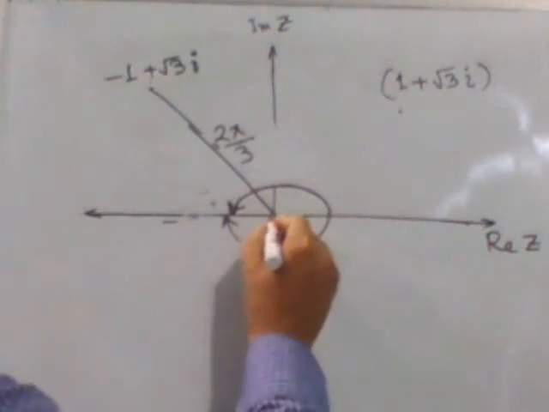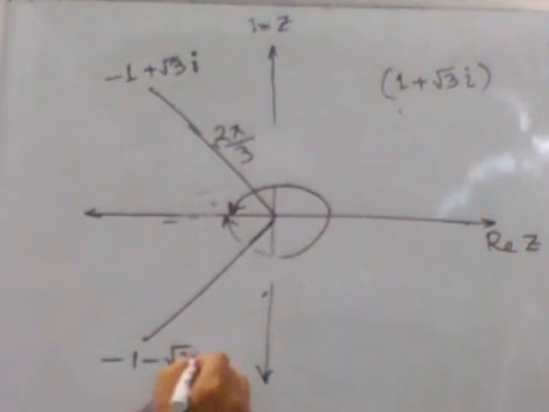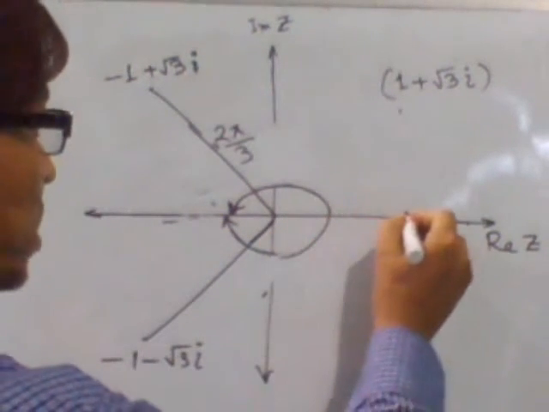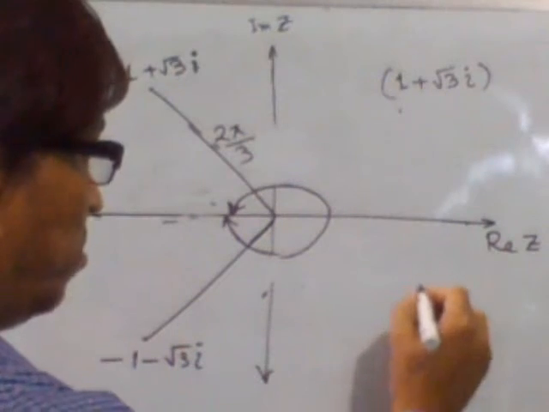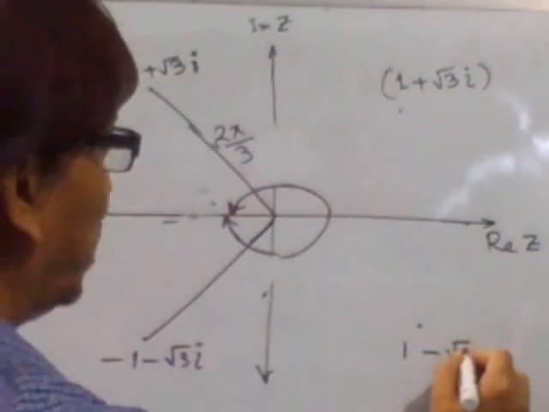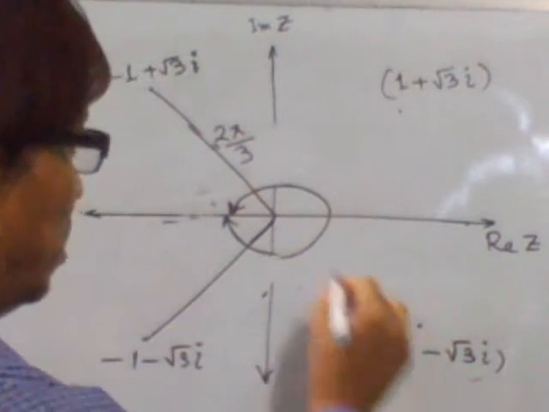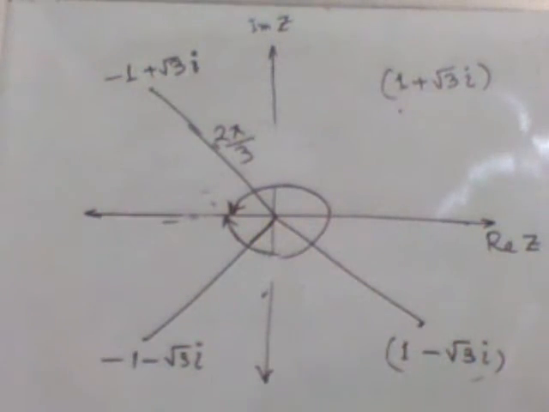Suppose it is in the fourth quadrant. So this is your fourth quadrant. In the fourth quadrant, suppose the point is here. So this point will be 1 minus root 3i. So the point is now in the fourth quadrant.